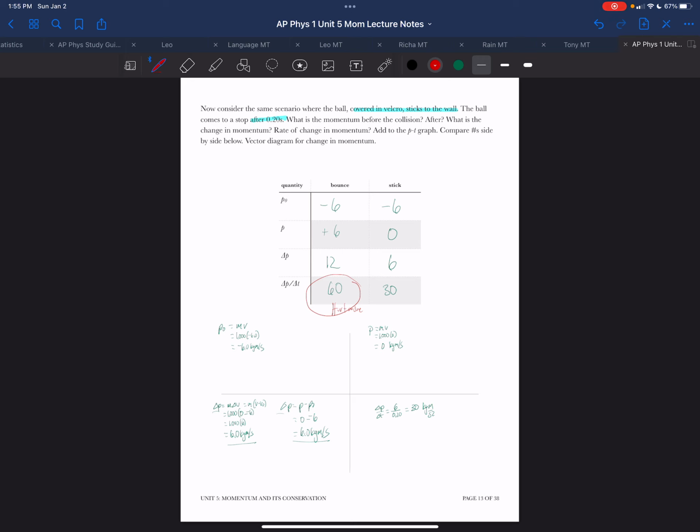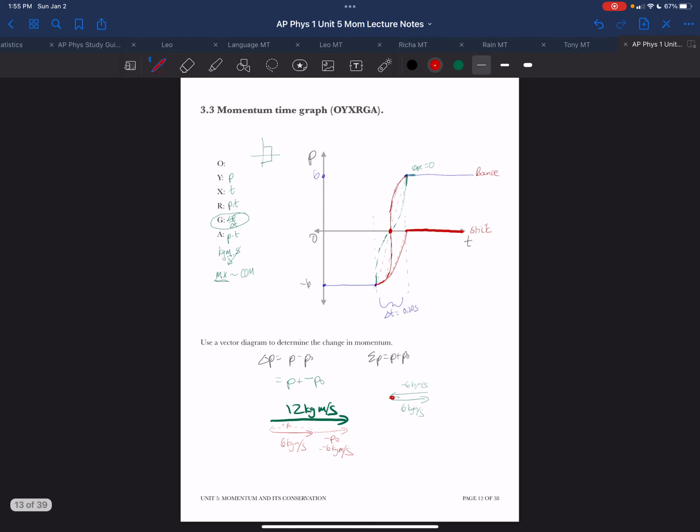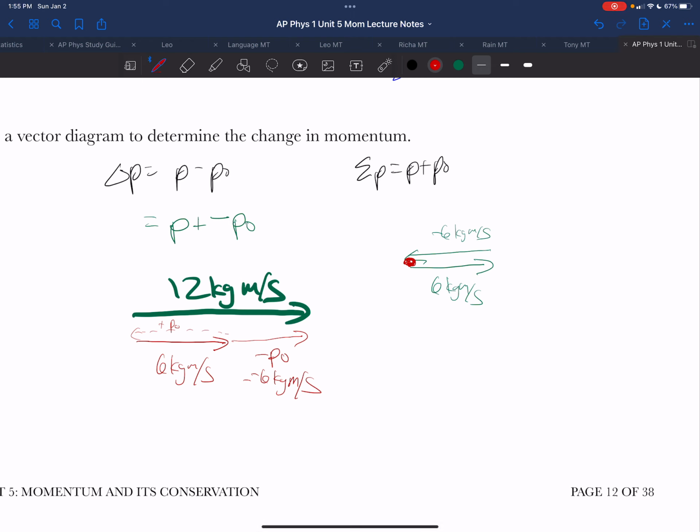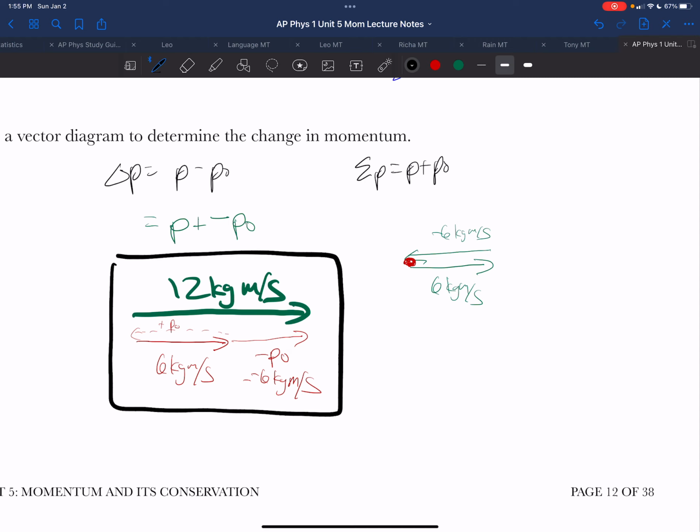So that's the table comparison, that's the graph. And lastly, we want to look at the vector diagram comparison. So let's do that. So this is our previous, and let me block it in here for us. This is for bounce. And now let's do stick.